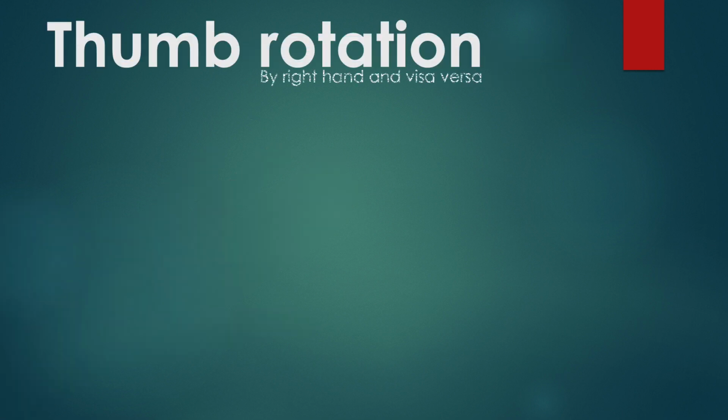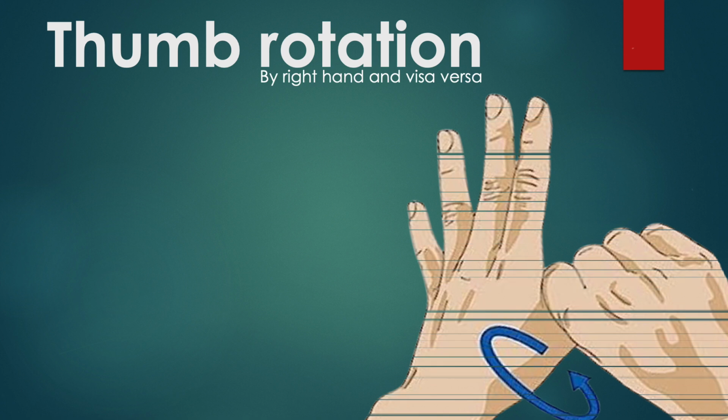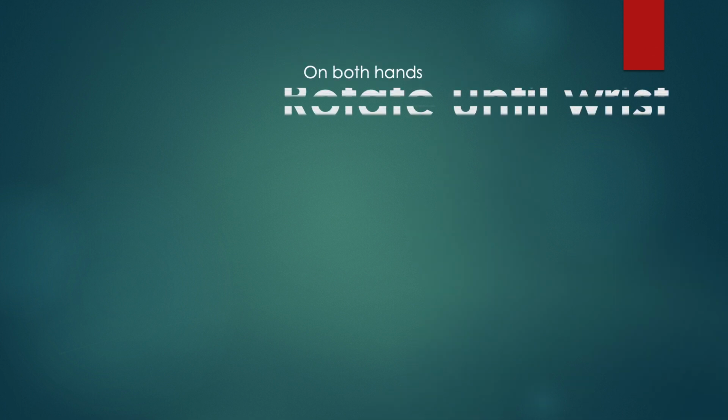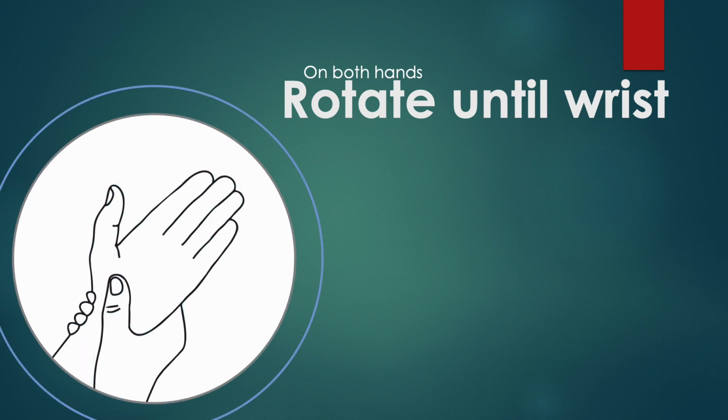With a rotational circular movement, grasp your right thumb using the left hand. Start counting 1, 2, 3, 4, 5. Apply the same process on the left thumb. Grasp your left hand from the fingers using the right hand. Rotate until the wrist while counting 1, 2, 3, 4, 5. Then apply the same process on the right hand.